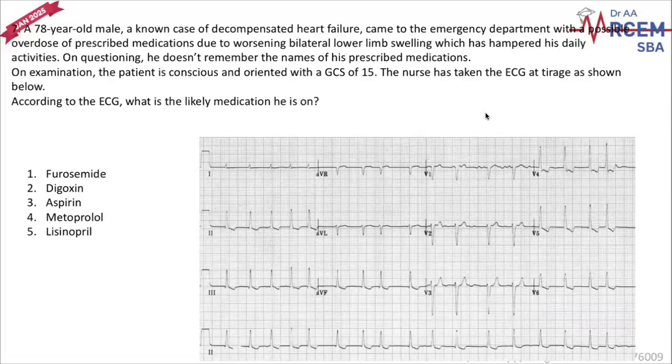A 78-year-old male, a known case of decompensated heart failure, came to the emergency department with a possible overdose of a prescription medication due to worsening bilateral lower limb swelling, which has hampered his daily activities. On questioning, he does not remember the name of the prescription drug. On examination, the patient is conscious, oriented with a GCS of 15. The nurse has taken the ECG at triage, shown below. According to the ECG, what is the most likely drug he has overdosed on?